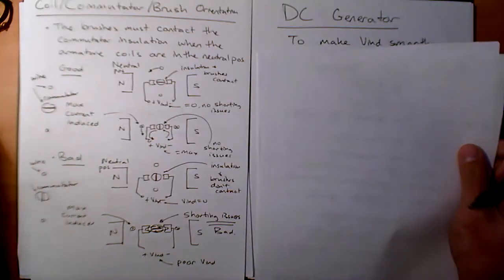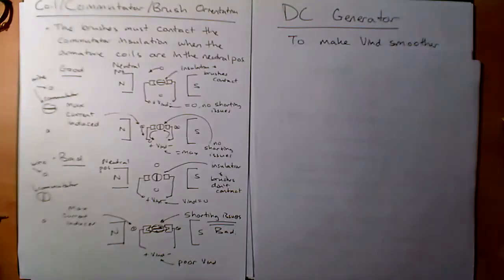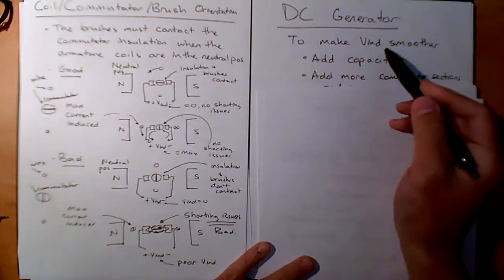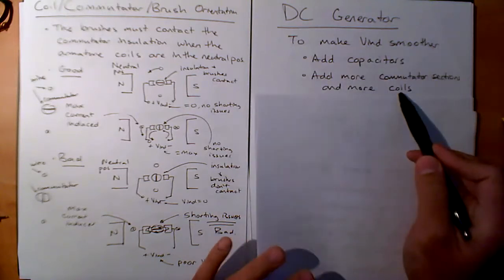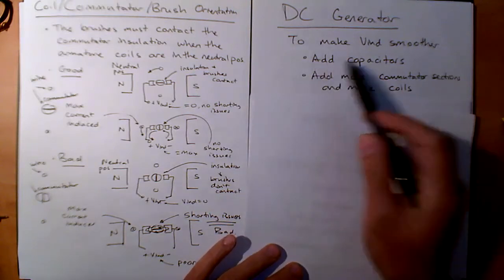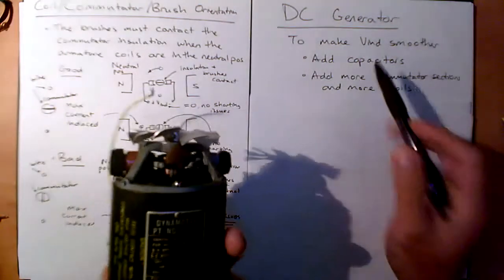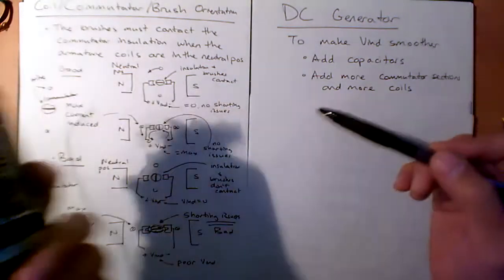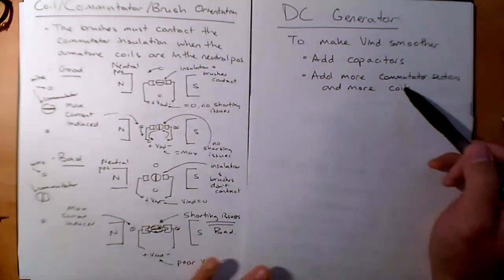Now, you saw that in this physical example here, there's a bunch of sections. Well, there's a reason for that. They want to make the voltage induced smoother, right? So you add more commutator sections and more coils, right? Or the other thing you could also do is add a capacitor on the end. And in fact, boom, there's a capacitor right there, if you can't see it. This is the capacitor. So they're doing both. They're adding capacitors and they're adding more commutator sections and more coils.